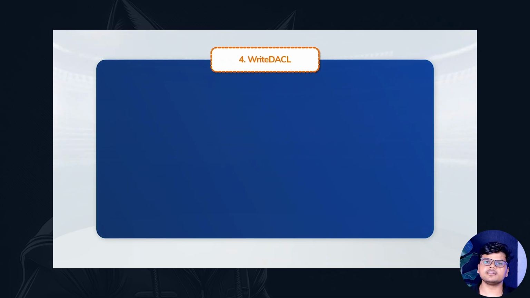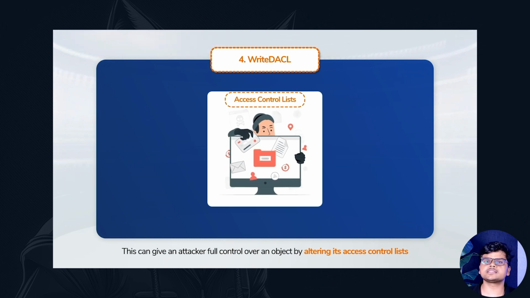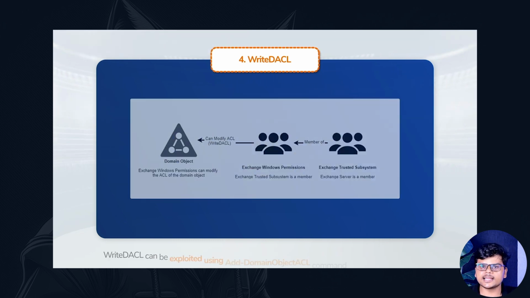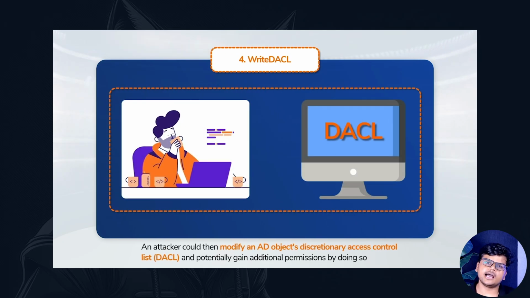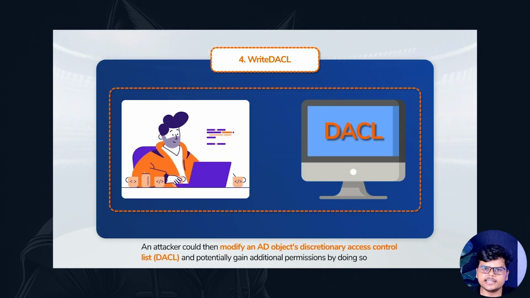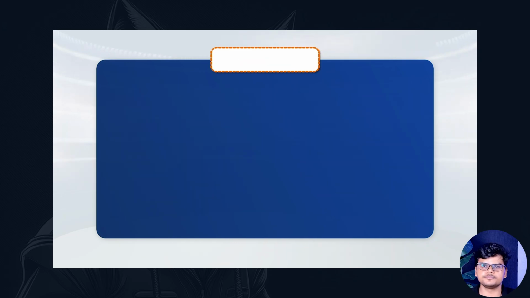Next up, we have WriteDACL. This can give an attacker full control over an object by altering its access control lists. WriteDACL can be exploited using the Add-DomainObjectAcl command for even greater power. An attacker could then modify an AD object's discretionary access control lists and potentially gain additional permissions by doing so.